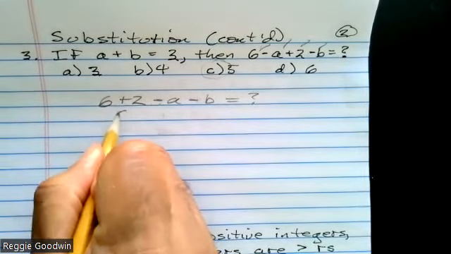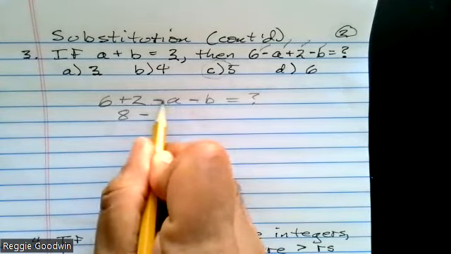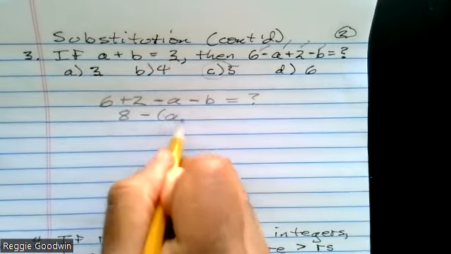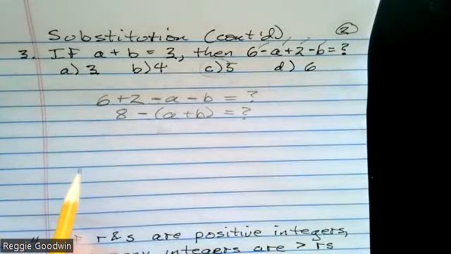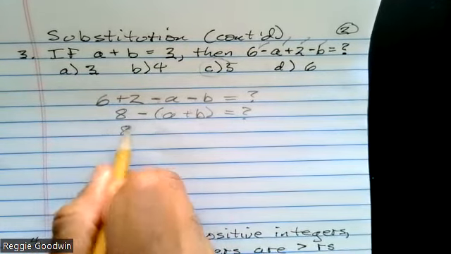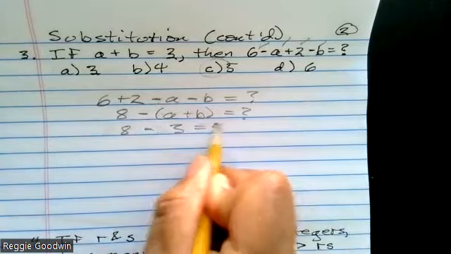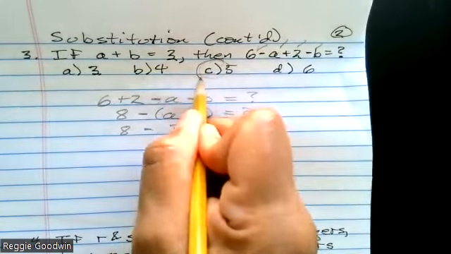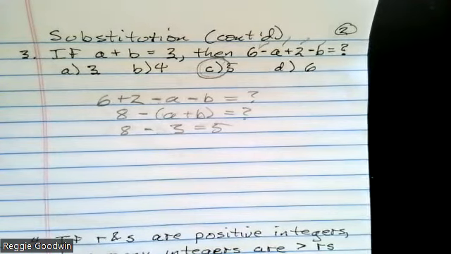We know 6 plus 2 is 8. We take the negative from in front of the a and the b, and now we have a plus b. But a plus b is a known quantity. It's given as 3. So then 8 minus 3 equals 5. And again, that's going to be our option C.